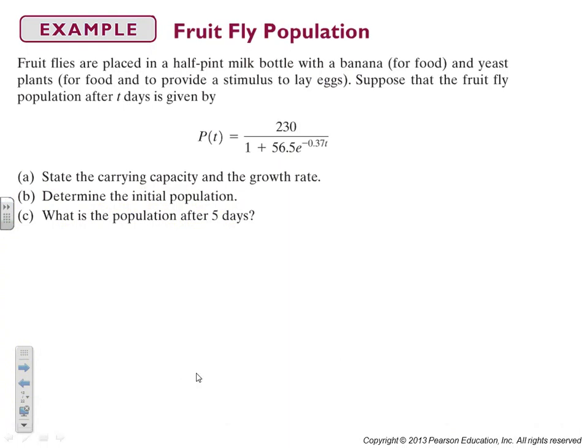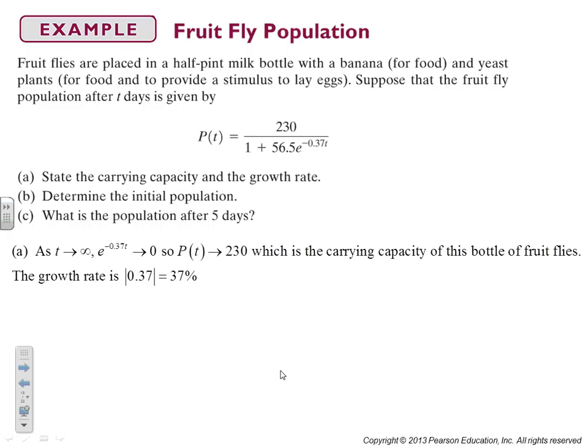All right, let's see. Example, our little friend, the fruit fly. Fruit flies are placed in a half-pint milk bottle with a banana and yeast plants. Suppose that the fruit fly population after t days is given by P of t equals 230 over 1 plus 56.5 e to the negative 0.37 t. State the carrying capacity and the growth. Determine the initial population. What is the population after 5 days?